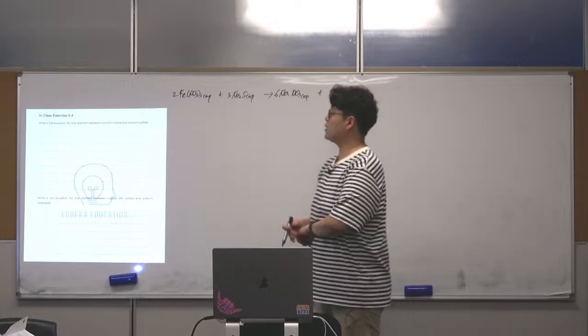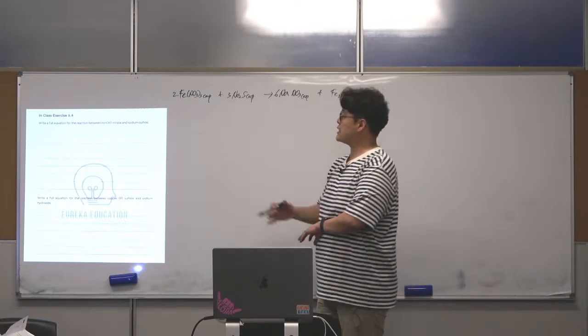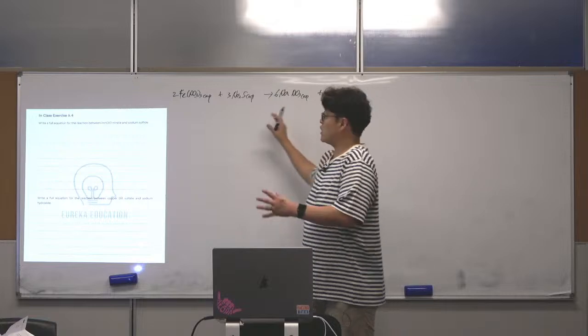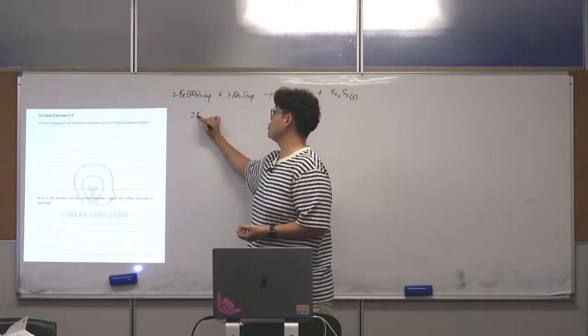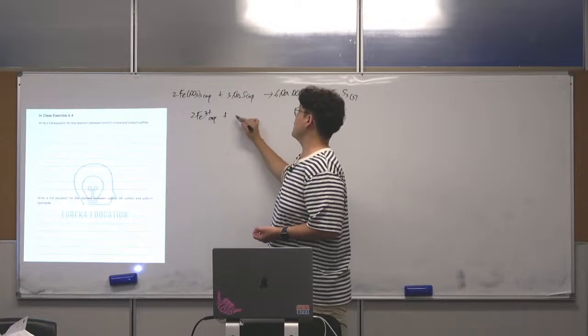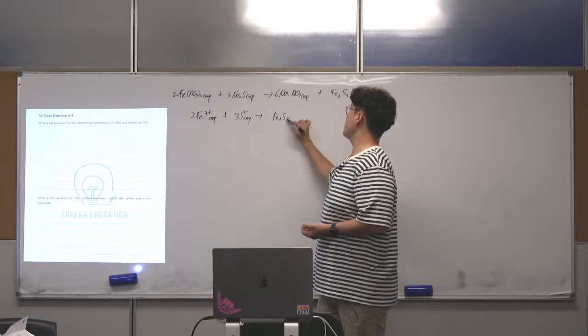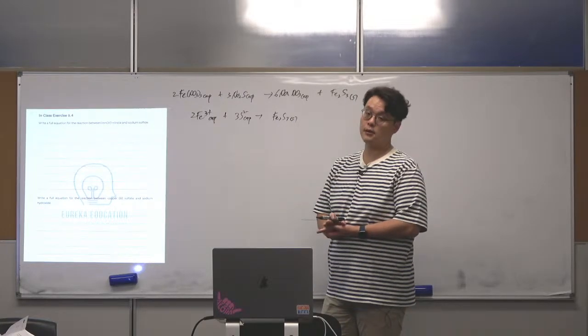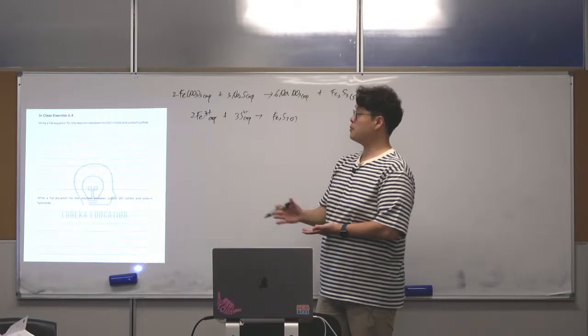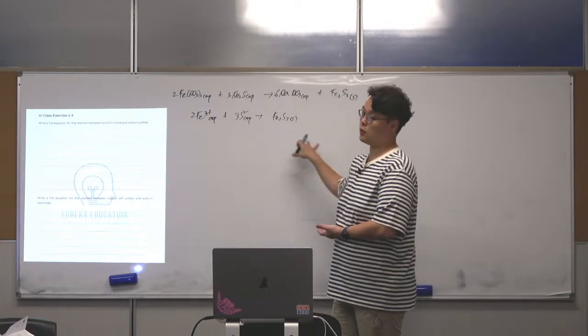Okay, net ionic equations. You don't have to write it all the way down. As long as you can see that we have SNAP ions coming in here, you can simply write it as 2Fe3+ (aq) plus 3S2- (aq) forming Fe2S3 solid. I simply cancelled out sodium and nitrate, and this is the result.